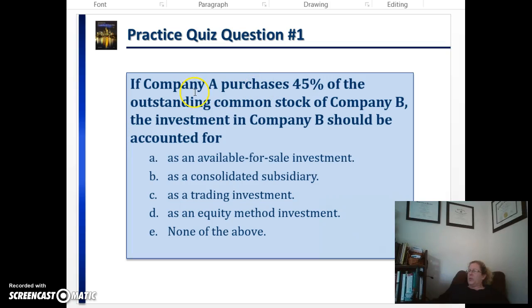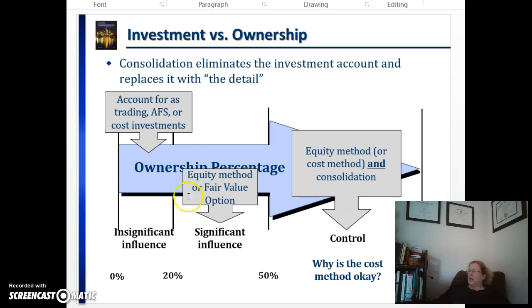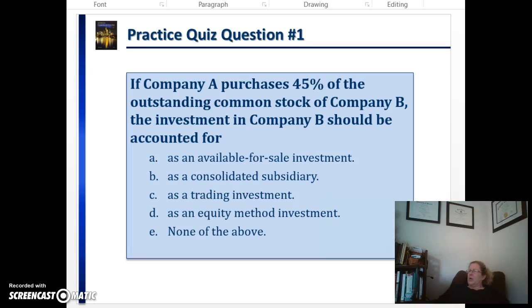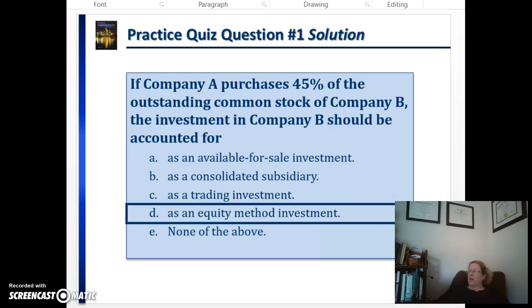And we know that over 20%, it's typically significant influence. Yeah, significant influence, over 20%. So the next one is an equity method investment. And if I recall, if we go back a couple of slides, over 20% is equity method, significant influence, and it's below 20% that's accounted for as trading, AFS, or cost investment. So I think our answer is going to be D, an equity method investment.